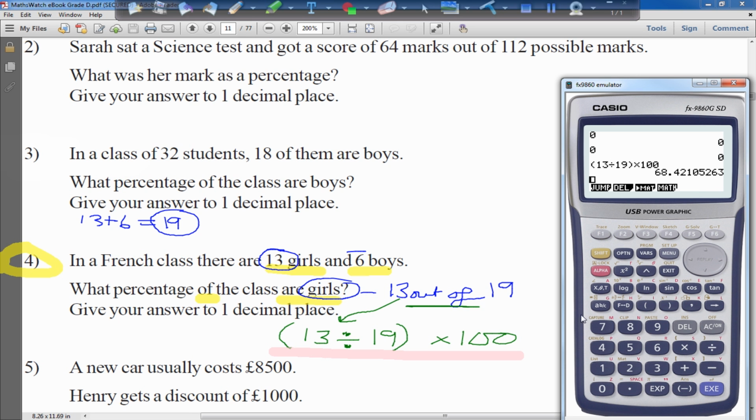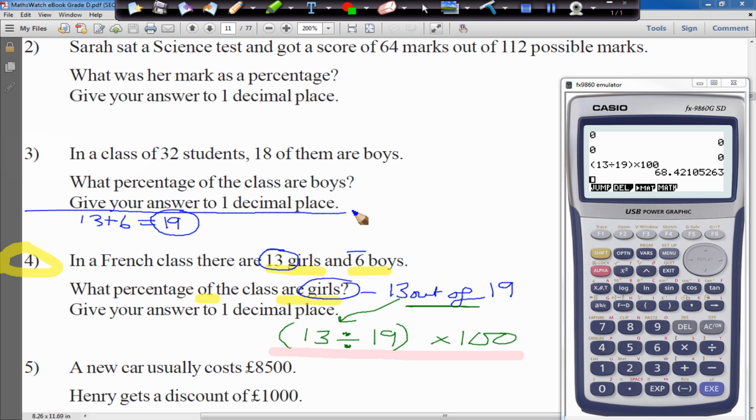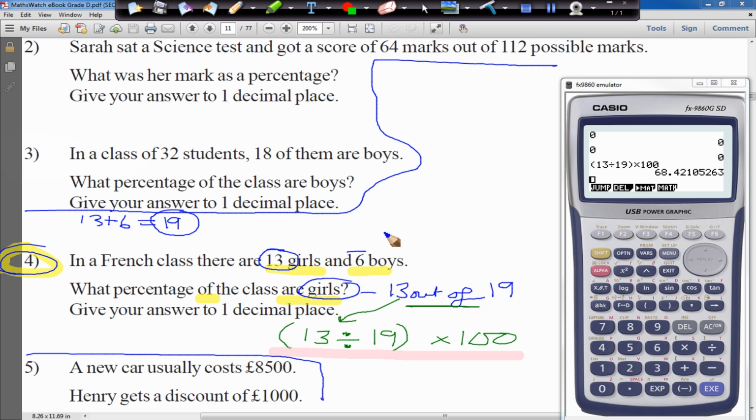So what's our answer? Our answer is at the moment, I'm just going to write it up here because we've got more space. Okay, as I said before, folks, this is all still question number 4, just using the space that we have. We're not doing any other question at the moment. It's question number 4. So what was the number that we got here? We got 68.4210 and so on.